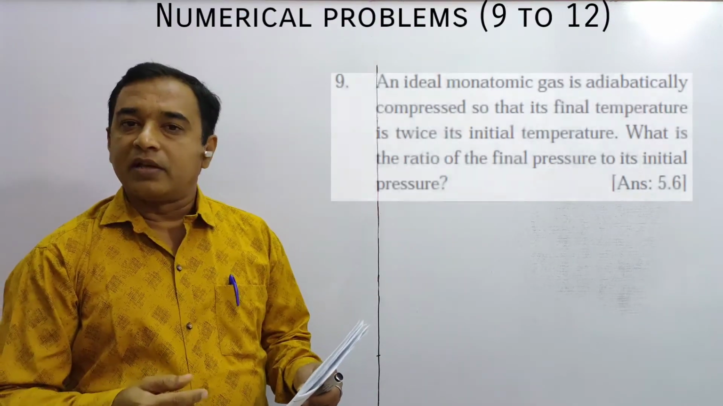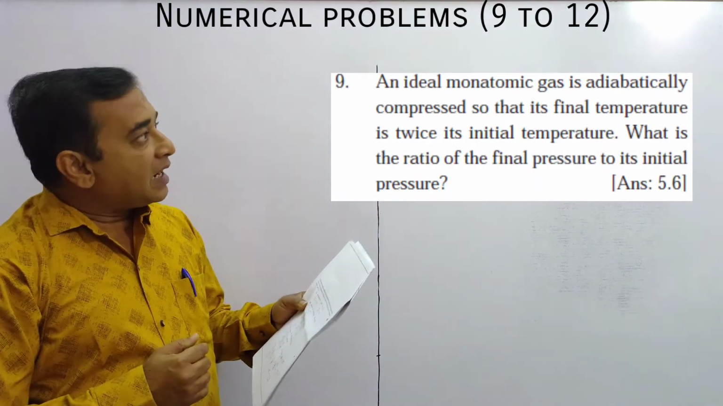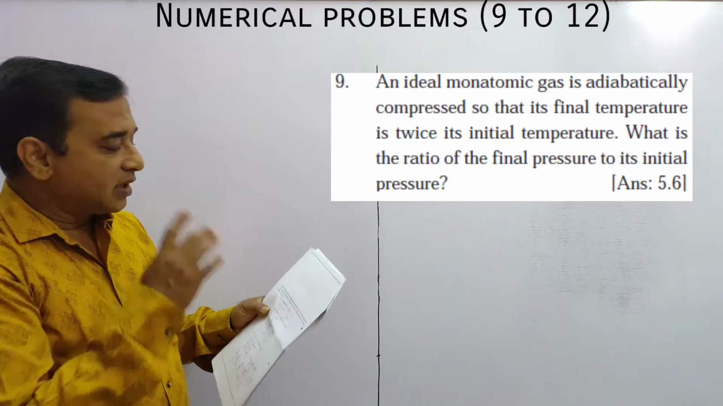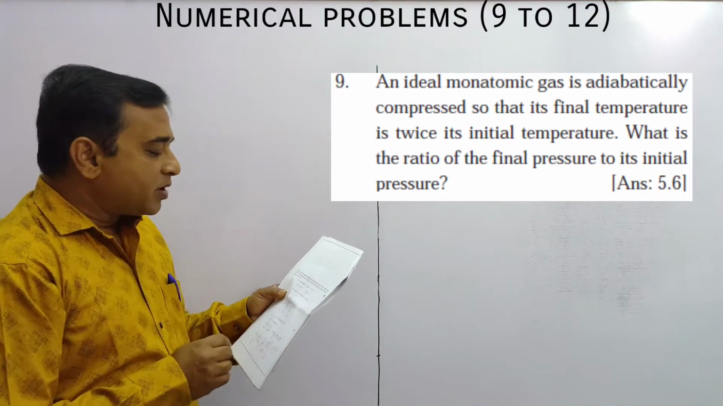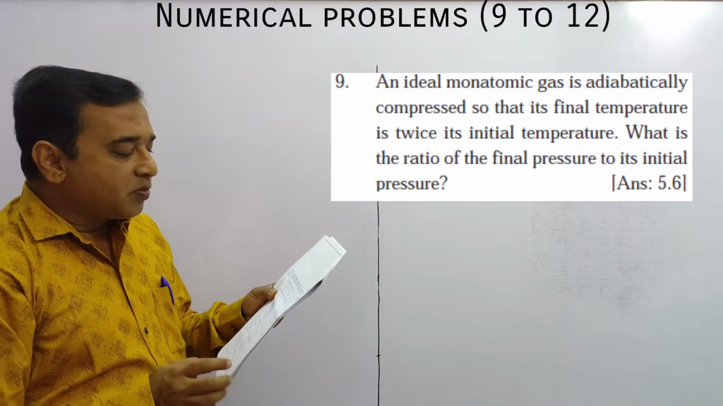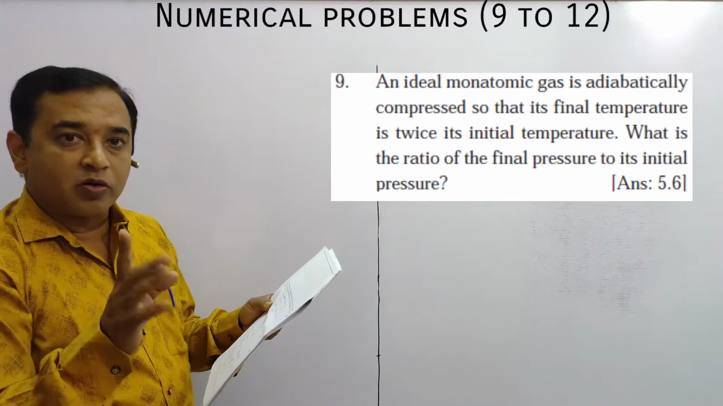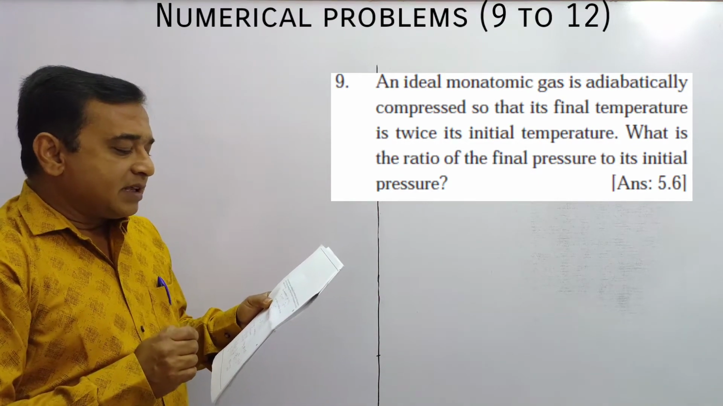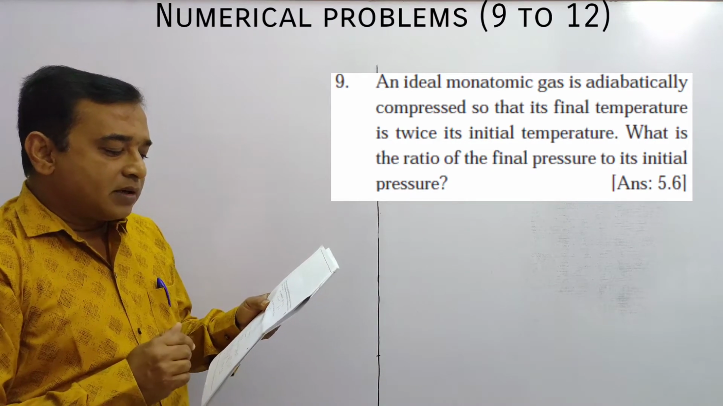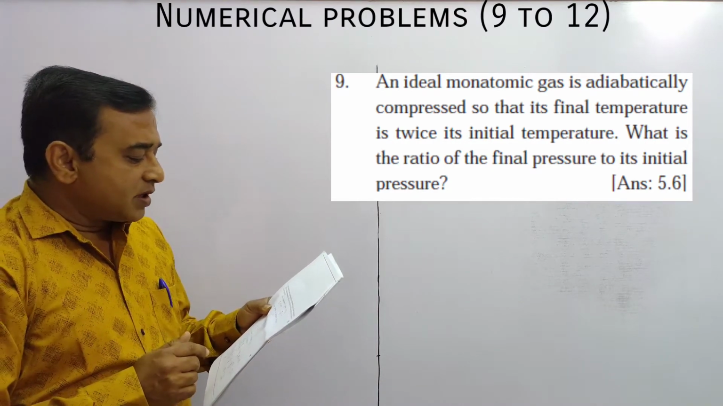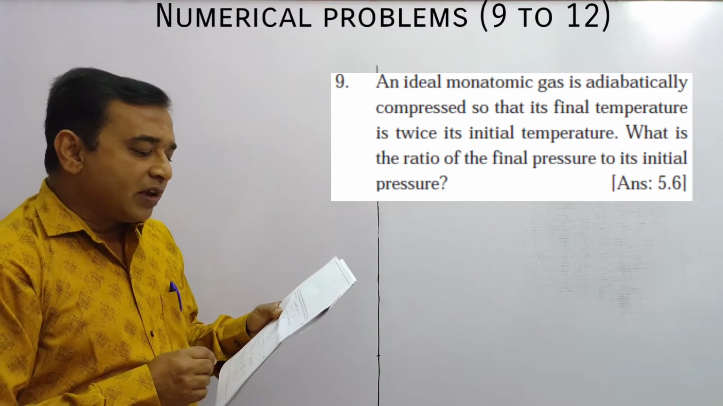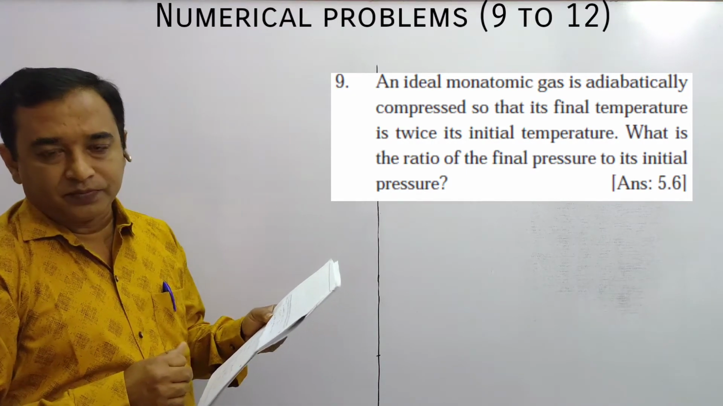Let us start with 9, that is an ideal monoatomic gas. I'm going to read that one. See carefully. An ideal monoatomic gas is adiabatically compressed so that its final temperature is twice the initial temperature. What is the ratio of final pressure to the initial pressure?